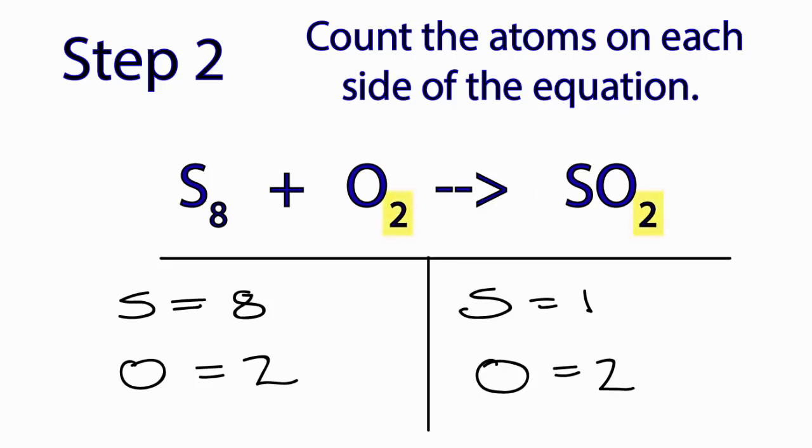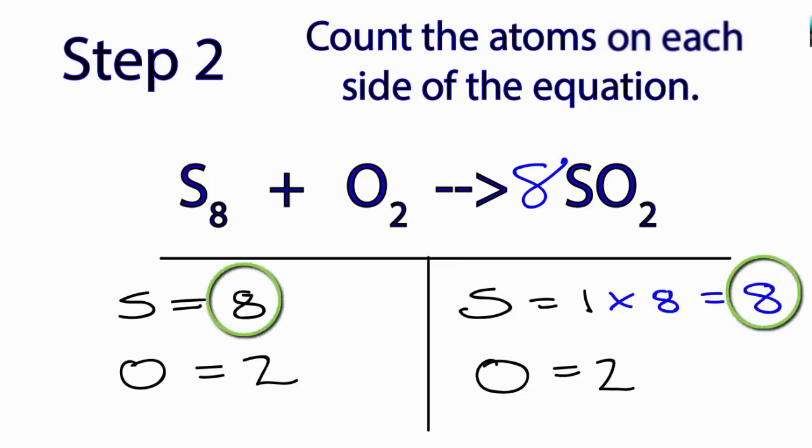We can see that we have 2 oxygens on each side of the equation. So the oxygens are fine. But the sulfur atoms, we have 8 on the left side, the reactants, and only 1 on the right. Well, to fix that, I can change the coefficient in front of the sulfur on the right and make that an 8. So if I put an 8 here, that means 8 times the 1 sulfur. That'll give me 8 sulfurs. And now my sulfurs on both sides are 8.